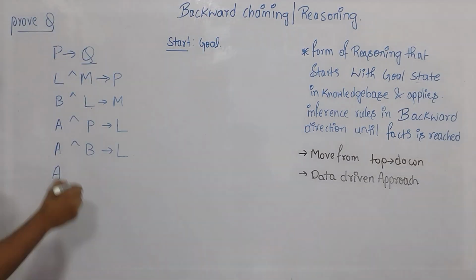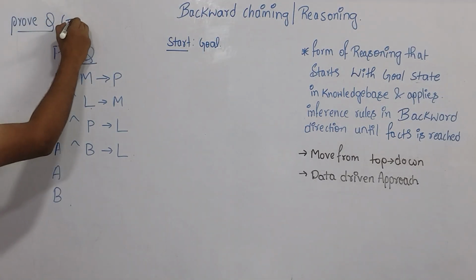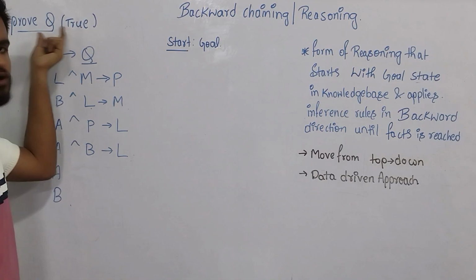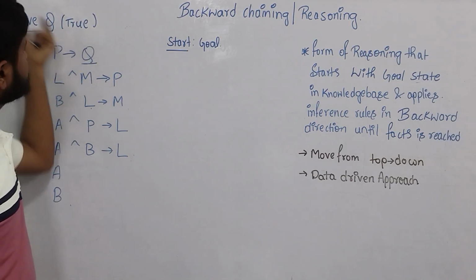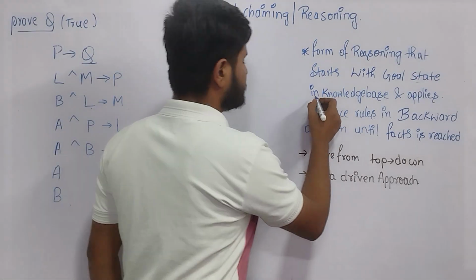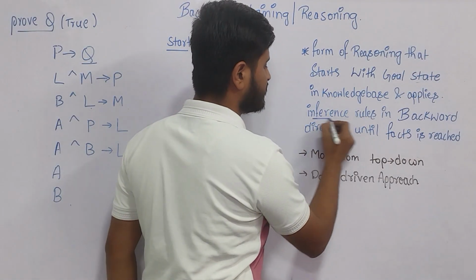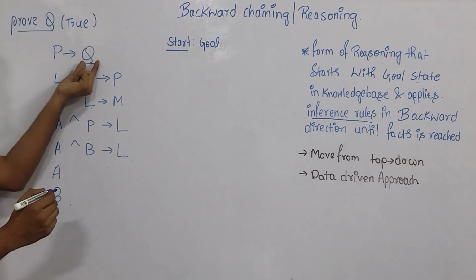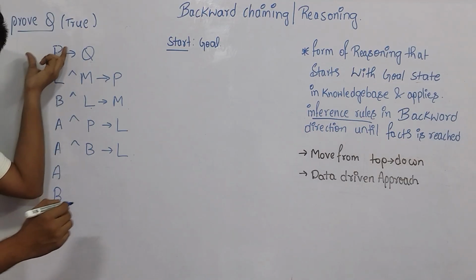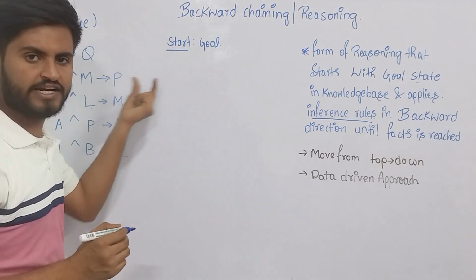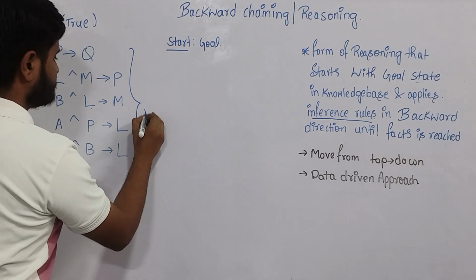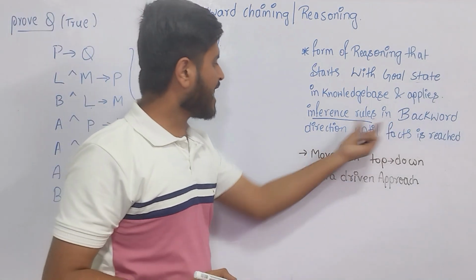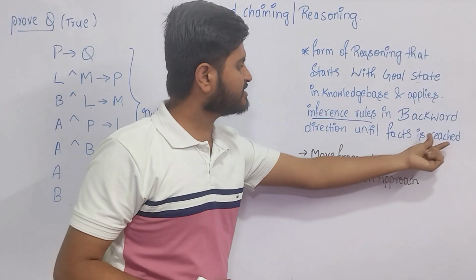Here if you see the problem, we must prove Q as true. So we will be starting from Q itself, because the goal is to make Q true, no? So we will be starting from there itself. Next, in the knowledge base, it applies the inference rules. So what are my inference rules? Inference rules means it will have the left hand side and the right hand side also. So the instructions which have a left hand side and right hand side, we can call them the inference rules. Now using this we will be constructing in the backward direction until the fact is reached.